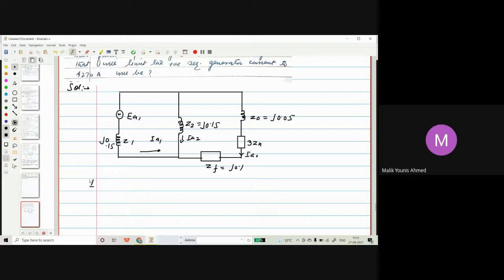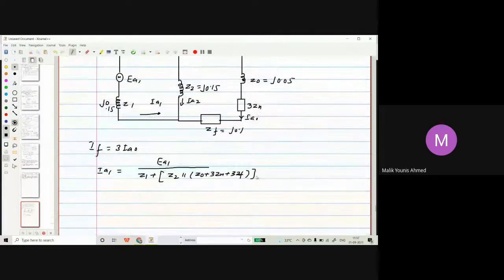So IF in this case is 3IA0. And IA1 we have also seen is EA1 divided by Z1 plus the bracket Z2 parallel with Z0 plus 3Zn plus 3ZF. This formula you have to remember. This is a very simple formula. Now we need the actual value, because we have been given the actual value of the positive sequence generator current that Xn should limit to.